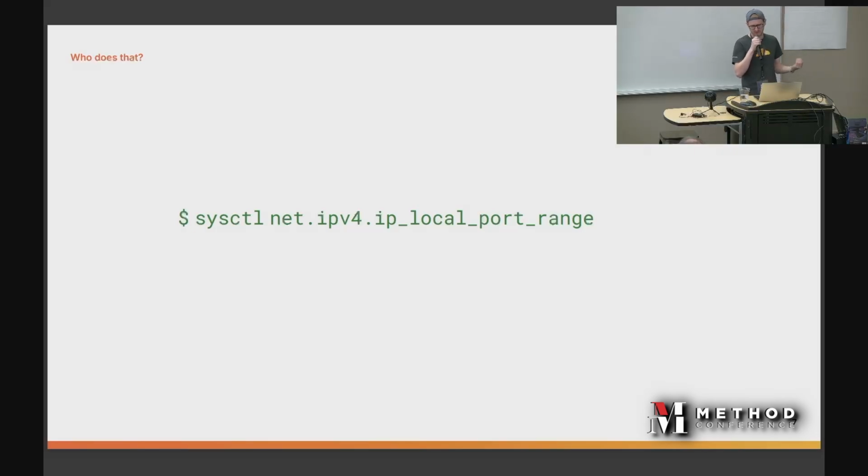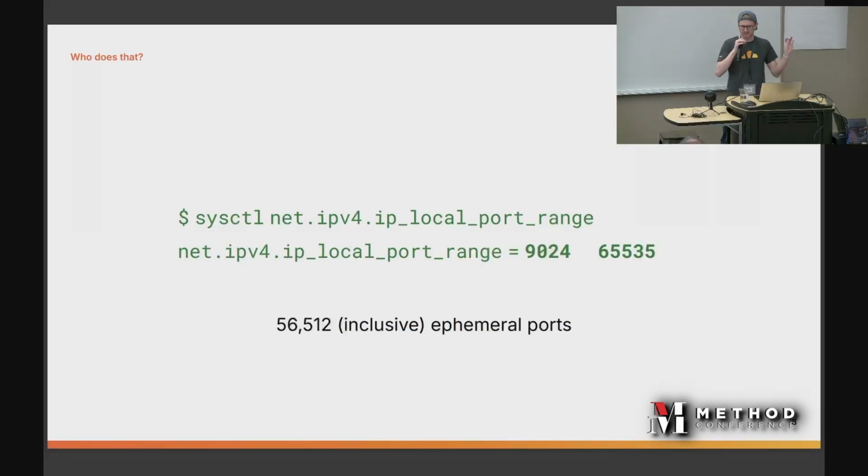Well, by default on your Linux machines, if you run a sysctl command, and you type in net.ipv4.ip_local_port_range, this will give you a complete list of the total ports you have available on your machine. So these are explicitly ephemeral ports that we'll be talking about today. And this allows us to make 56,512 connections based off this configuration to anywhere we want egress.